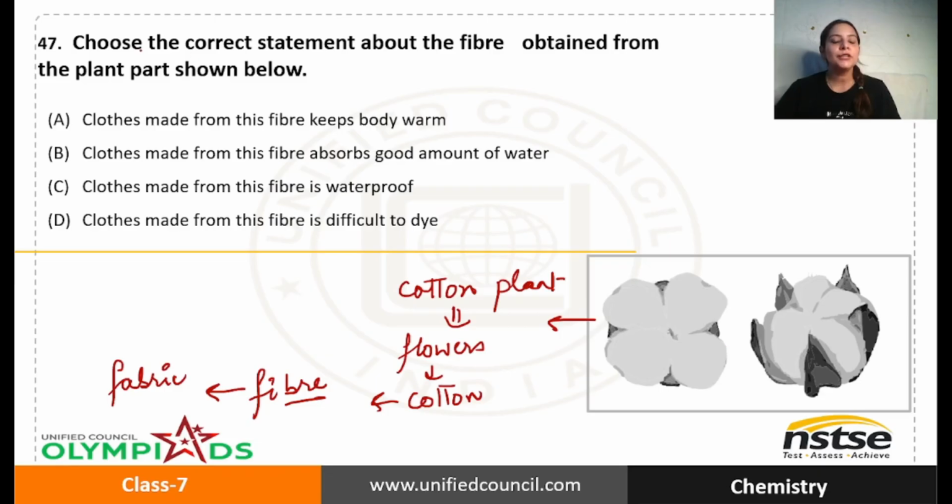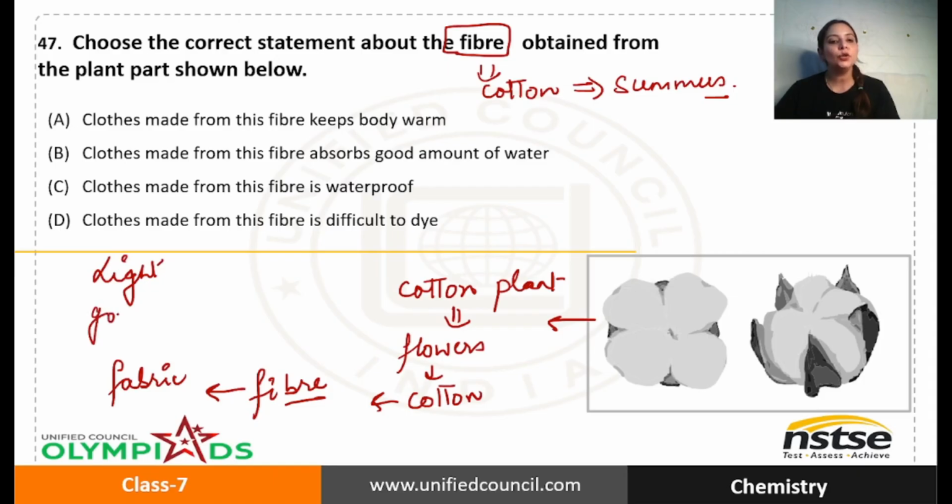So choose the correct statement about the fiber. You have identified the fiber as cotton fiber now, and I hope you all know about the properties of cotton. Cotton is advisable to use during summers. The reason being, cotton is a light fabric and it is a good absorbent. It absorbs our sweat, and also it allows air to pass through. So therefore, it allows our sweat to evaporate.